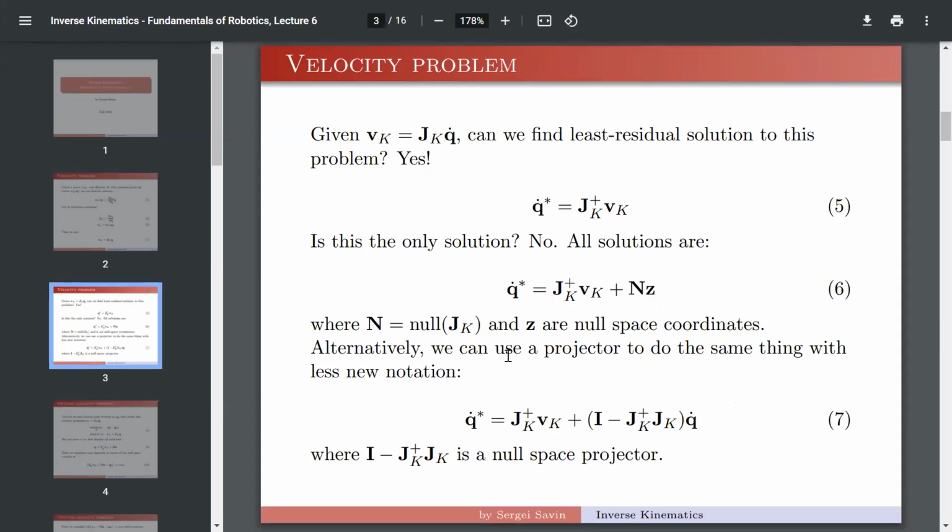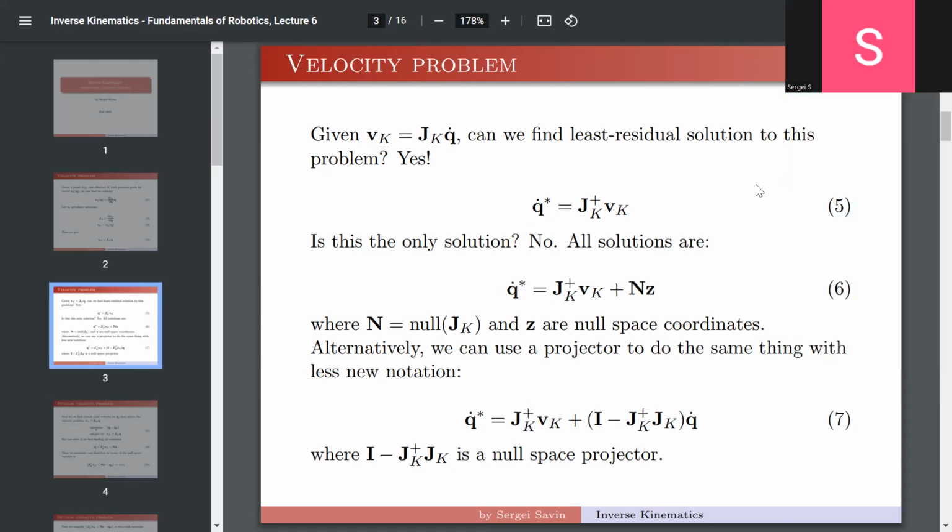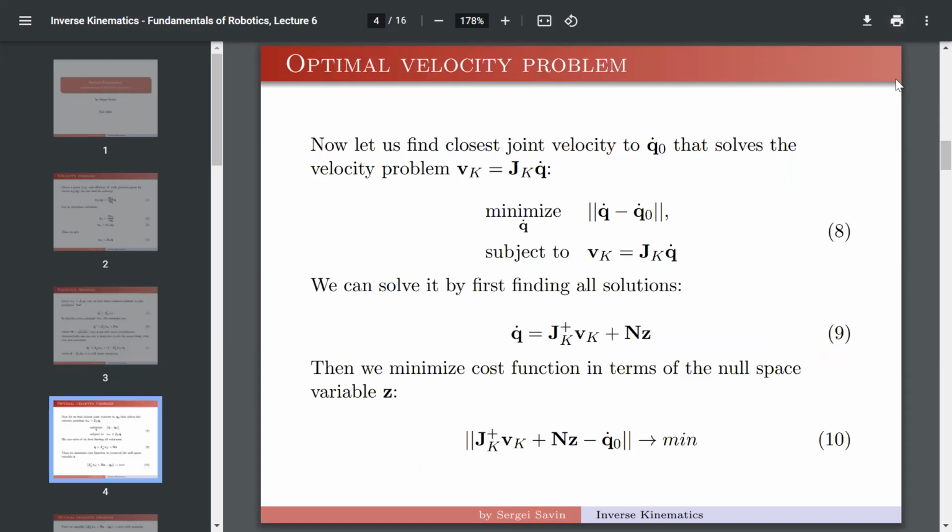Okay. So you have seen two ways to express all solutions to the inverse velocity problem. The inverse velocity problem is a type of inverse kinematics where you ask about velocities. All right. Now, next.